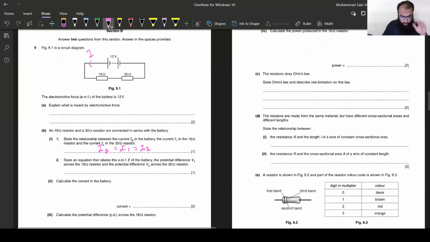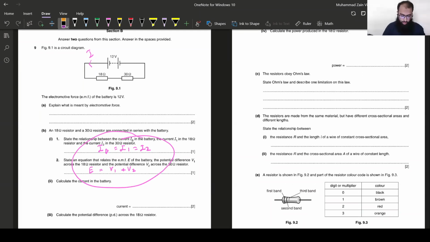Now the next part: write an equation that relates the EMF E of the battery, the potential difference V1 across the 18 ohm resistor, and the potential difference V2 across the 30 ohm resistor. So I know that the EMF is E, and the EMF is equal to the potential difference across the circuit. So this is the relationship which I know: E equals V1 plus V2. I hope this part is clear to you, because this is one of the essential concepts of DC circuits.